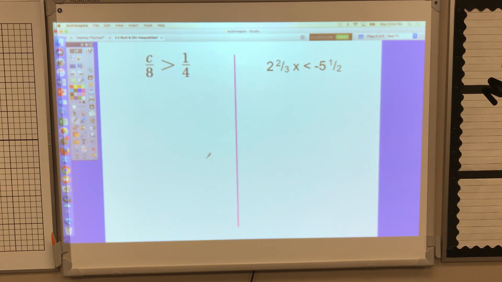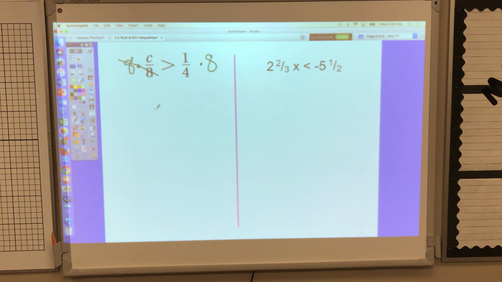Okay. Same thing is true for fraction problems. My steps again don't change. My goal is to isolate the variable. So when I look at this first problem, right now c is being divided by 8. To undo that, I multiply both sides by 8.